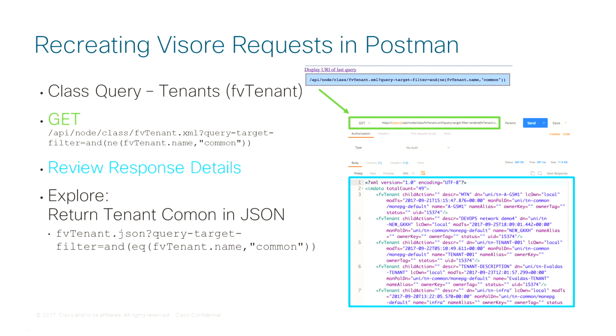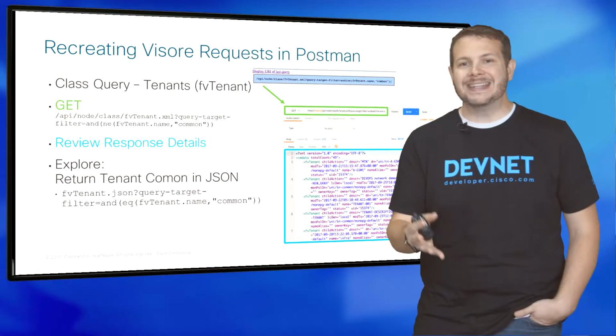So now we're going to recreate our request from Visore inside of Postman, where we query for all of the tenants using a class query. So we can take that URI directly out of Visore and paste that into Postman, and because we're retrieving information, this will be a GET request. When we send this information off, we can then review the response details that come back, in this case in XML.